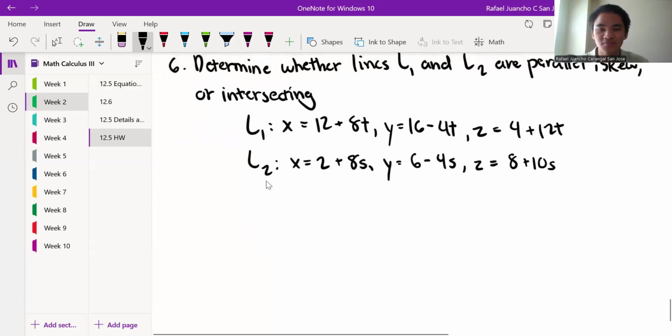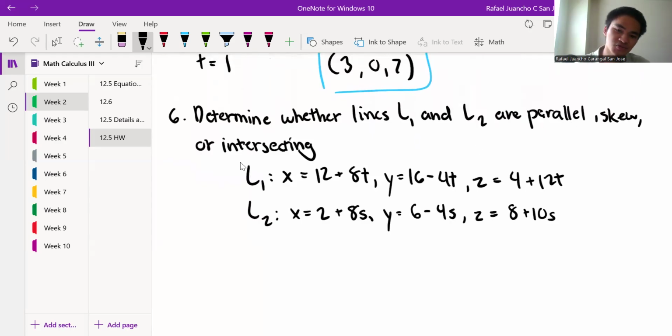And what do we want here? You want to check if they're parallel, they're skew, or they're intersecting. Well, how can we tell? Let's check if they're parallel. What does it mean if two lines are parallel in 2D? In 2D, they have the same slope. In 3D, we want to check if their direction vectors are parallel. That's the only way we can check, right?